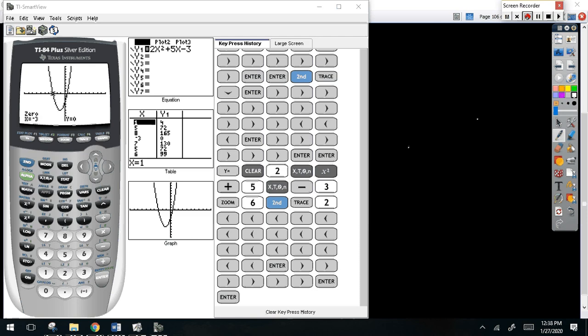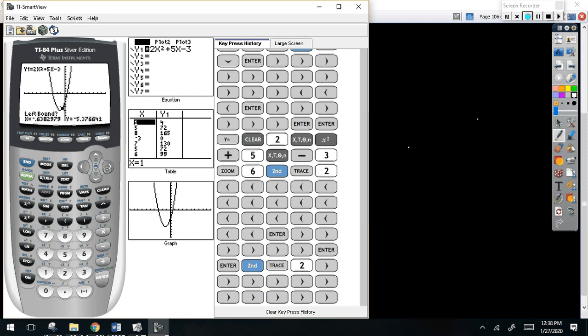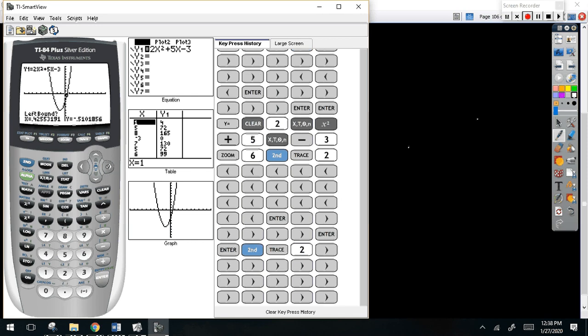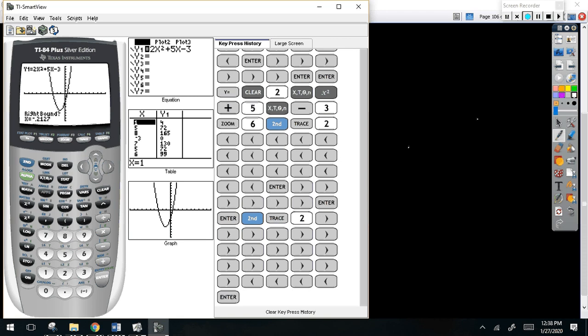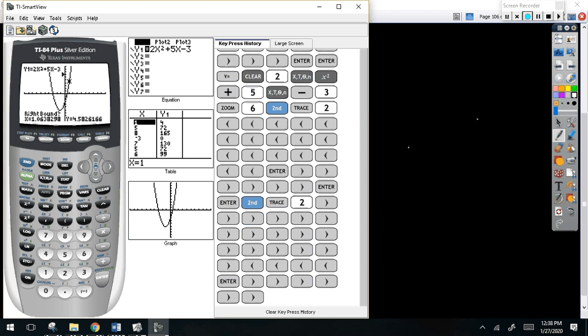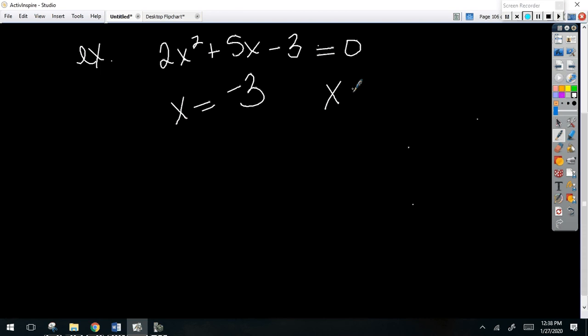How about your second point? You got to go back in second trace again. You got to do that every single time. So second trace, 0. I'm going to go back as close as you can. It doesn't have to be exact, okay? So now when I do left bound, I'm going to do 3 clicks left. 1, 2, 3. Go back to that 0 and then 1, 2, 3 clicks right. Enter, enter. 1/2, 0. Did everybody in here get those 2 x values? All right, -3, 1/2. Everybody good?